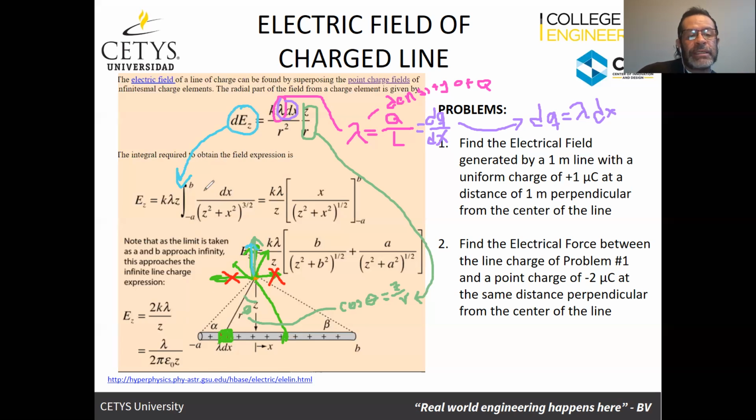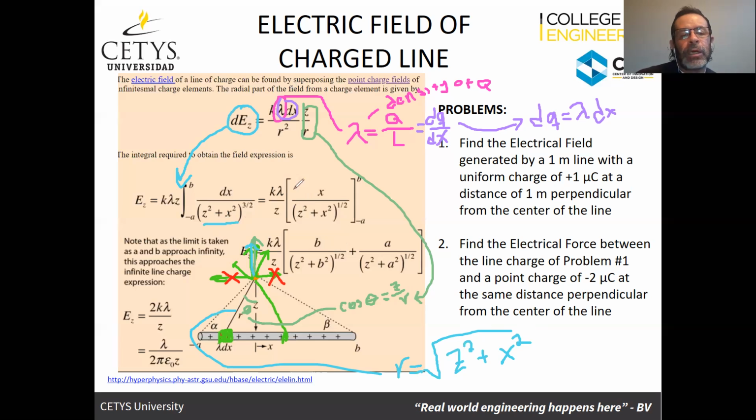So we're going to go from minus a to b and doing the integral of all of the elements that are variable, which in this case is dx. R squared is going to be multiplied by r, and this is going to give us r to the 3. And in the end, r is equal to the square root of z squared plus x squared, which is this component that we have here.